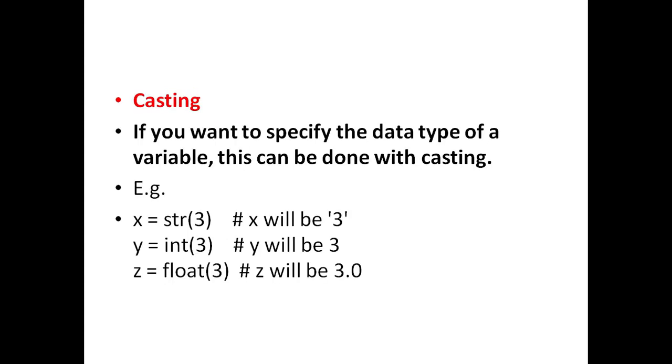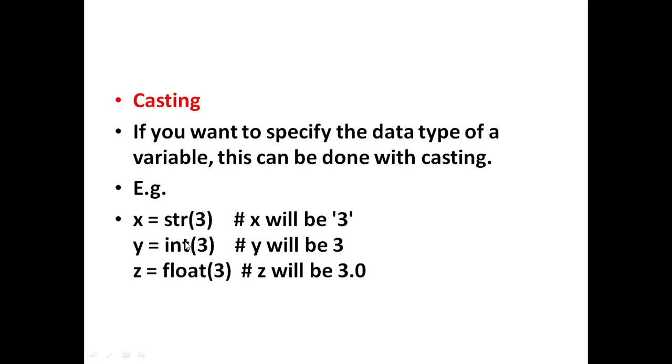Casting. If you want to specify the data type of a variable, then this can be done with casting. For example, x = str(3), which will assign string 3 to x. y = int(3), which will assign y = 3. And z = float(3), which will assign z = 3.0.